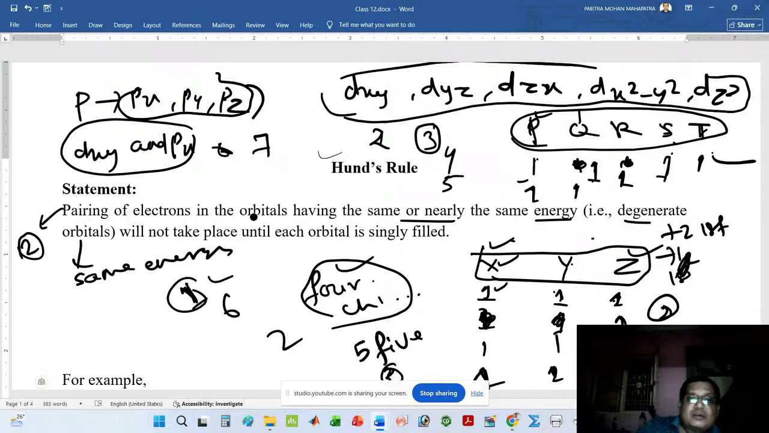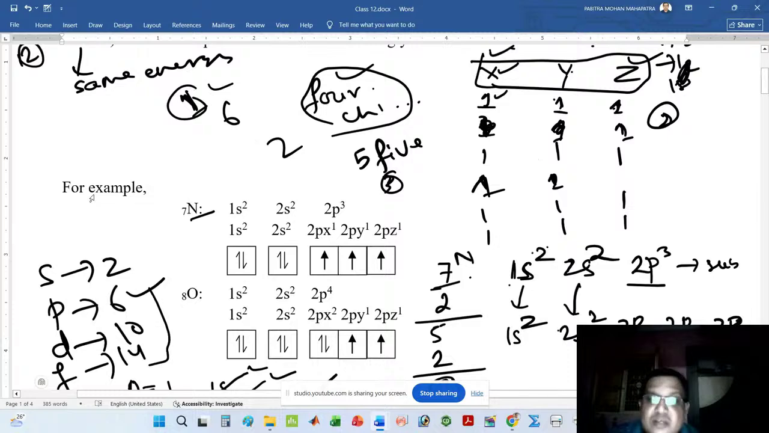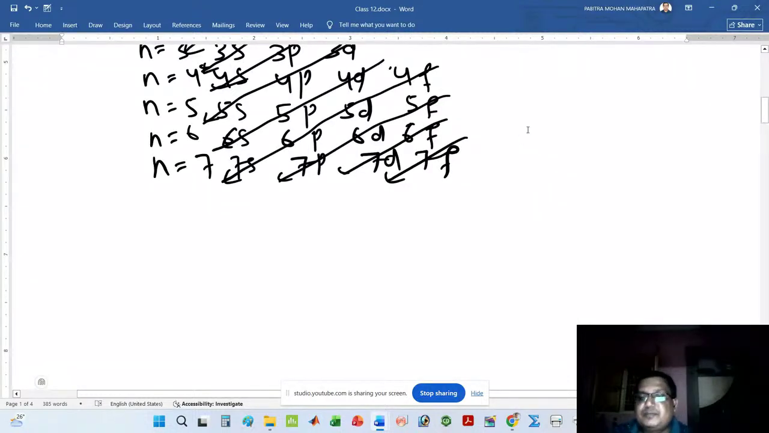So, pairing of electrons in orbitals having the same or nearly the same energy will not take place until each orbital is singly filled. Singly filled means each orbital must gain one electron. Then you will give the second electron to the orbitals. So pairing does not start until each orbital takes a single electron. This is the statement of Hund's law. Let me explain the electronic configuration.